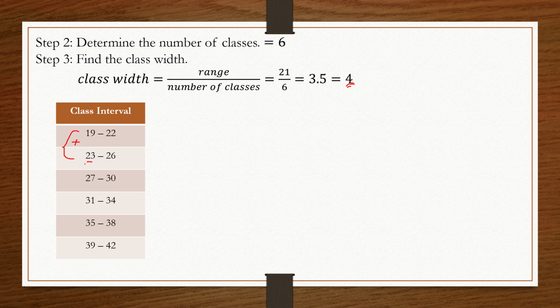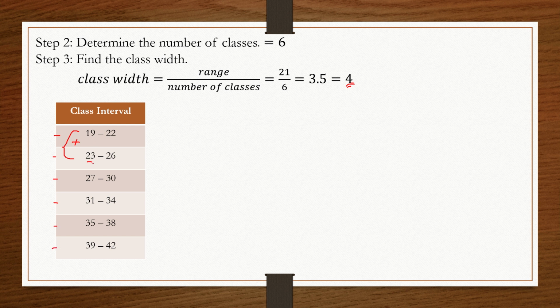And then, add ka ulit ng 4. 23 plus 4 is 27. Next, 27 plus 4 is 31. 31 plus 4 is 35. And 35 plus 4 is 39. So, stop ka na po dyan. Bakit? Kasi yung number of classes natin is 6 only. So 1, 2, 3, 4, 5, 6.